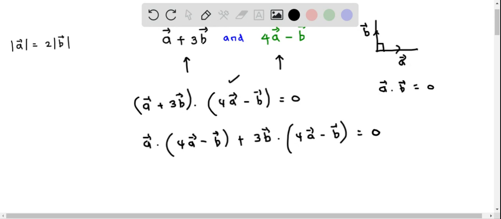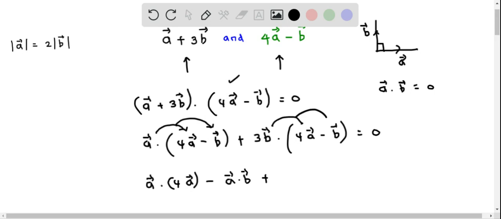Now we use the dot product distributive law. We can distribute this a vector dot with the two vectors inside the bracket. So here we get a vector dot 4a vector minus a vector dot b vector. Now let's do the distributive property here. We take this 3b vector dot with 4a vector, and then we have minus 3b vector dot with b vector, and this equals zero.